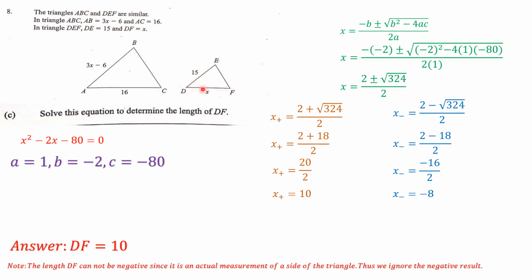The length of a triangle, right? So the length DF cannot be negative since it's an actual measurement of a side of a triangle. Thus, we ignore the negative result. So we're going to ignore negative 8 because DF is an actual length of a triangle. That cannot be negative because it's an actual measurement, an actual distance in real life. So we have to consider only the positive value for this one because of the context of the situation we're talking about. All right, let's move on to the next question.